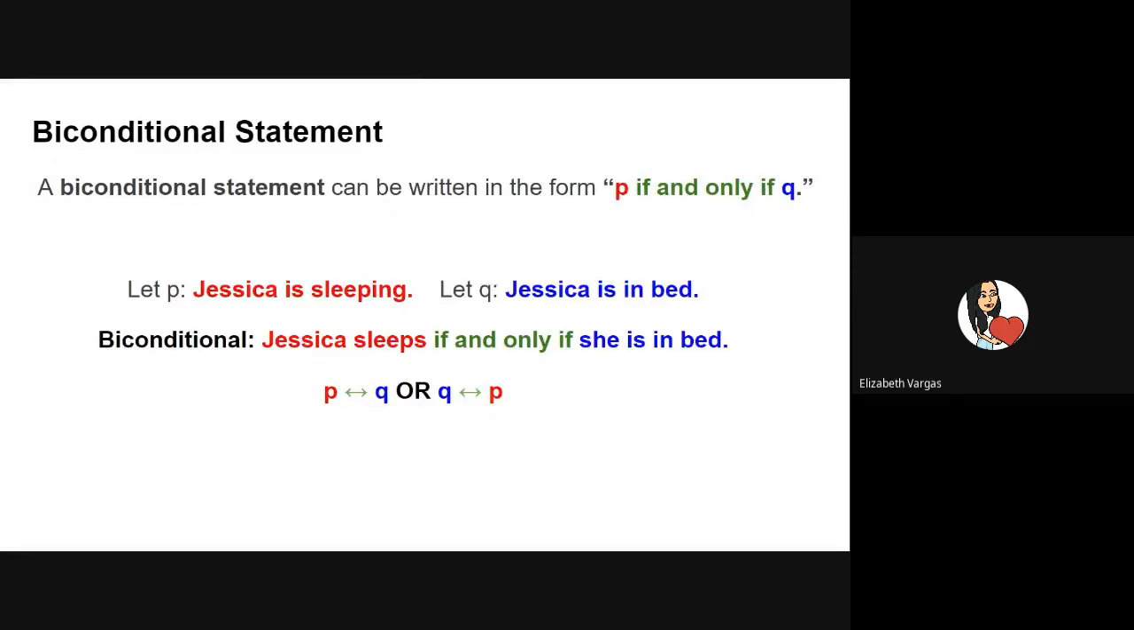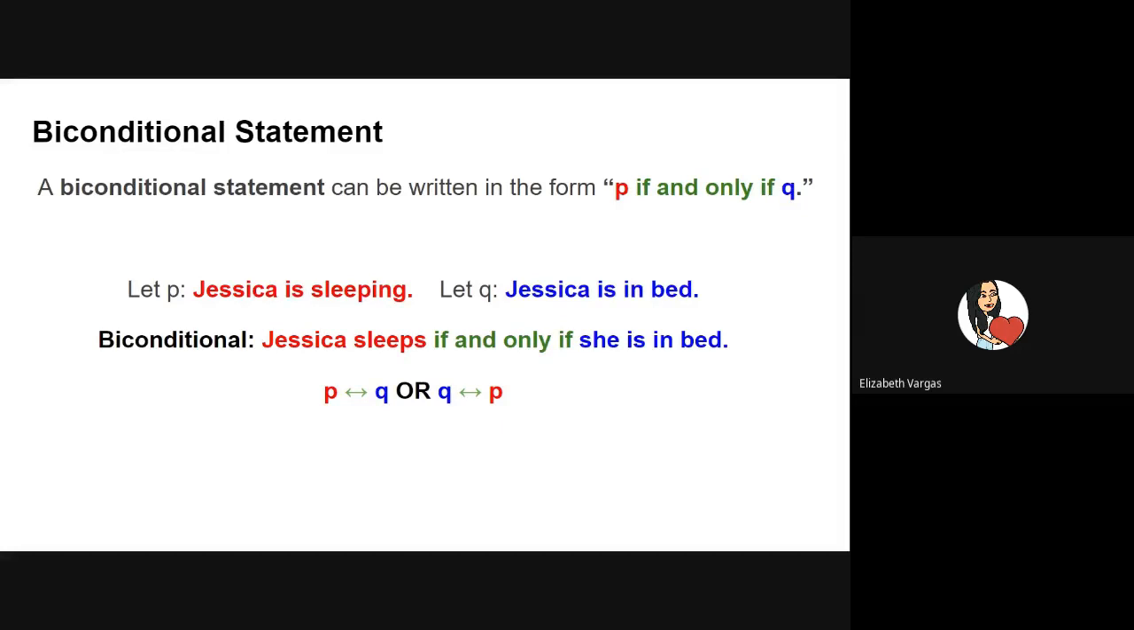A conditional statement can be written as P if and only if Q. So it connects those two statements, statement P and statement Q, together using the terms if and only if. So if P is Jessica is sleeping and Q is Jessica is in bed, well then we can create a biconditional by connecting them using if and only if. So Jessica sleeps if and only if she is in bed.